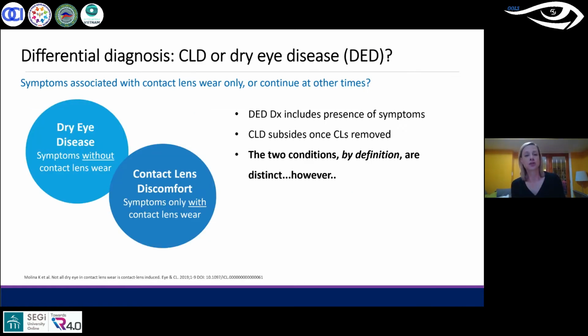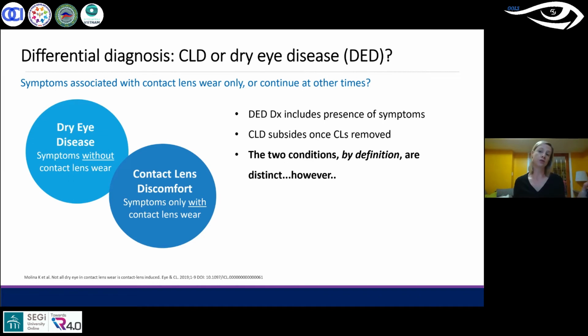Now, one thing I just wanted to draw a distinction between here is, well, can contact lens discomfort and dry eye disease exist together? Well, that's an interesting question, because the strict definition of contact lens discomfort is that it's a sensation and an awareness of symptoms only when the contact lens is worn. So as soon as the contact lens is taken out, that person becomes asymptomatic. Their eyes go back to feeling normal. We've all had that experience if we're contact lens wearers. So that's the strict definition of contact lens discomfort.